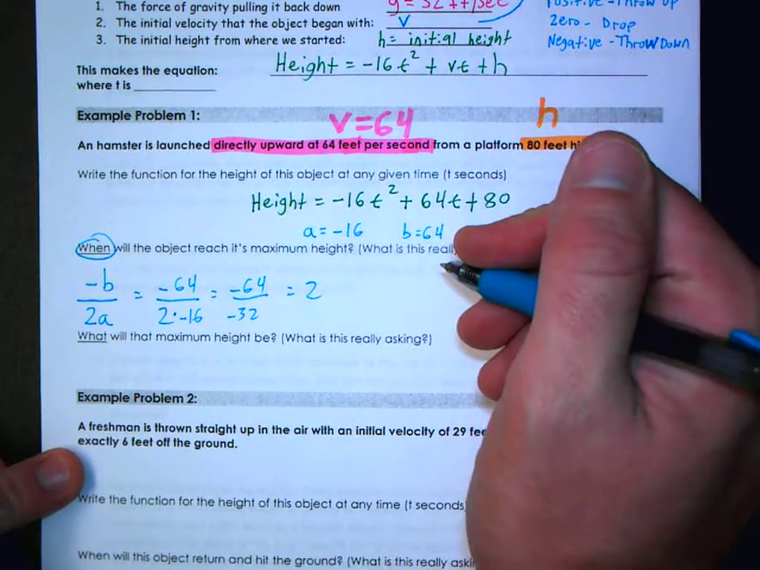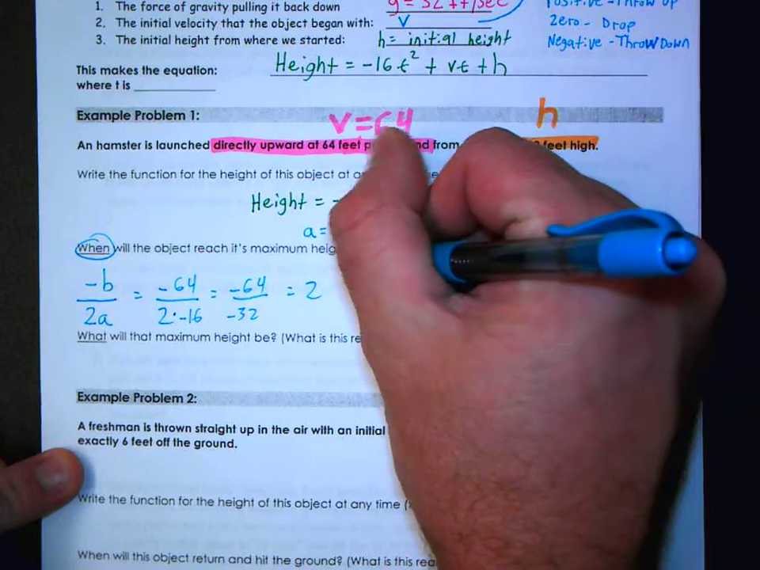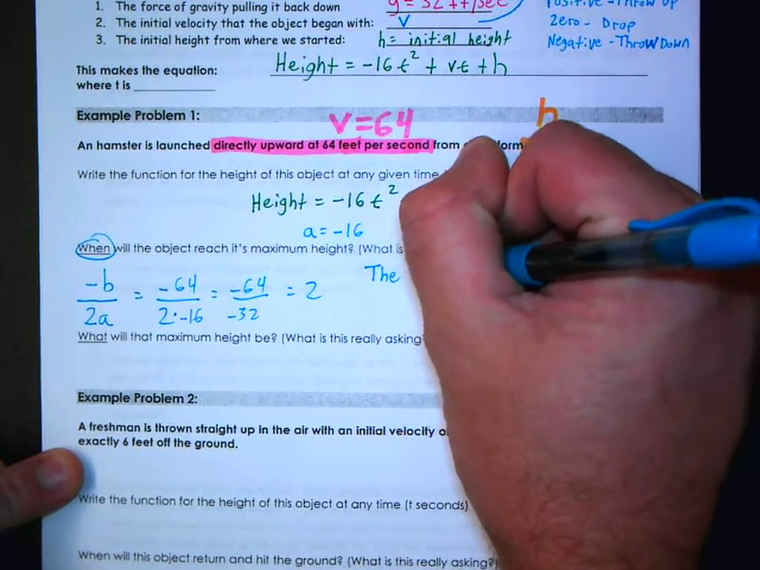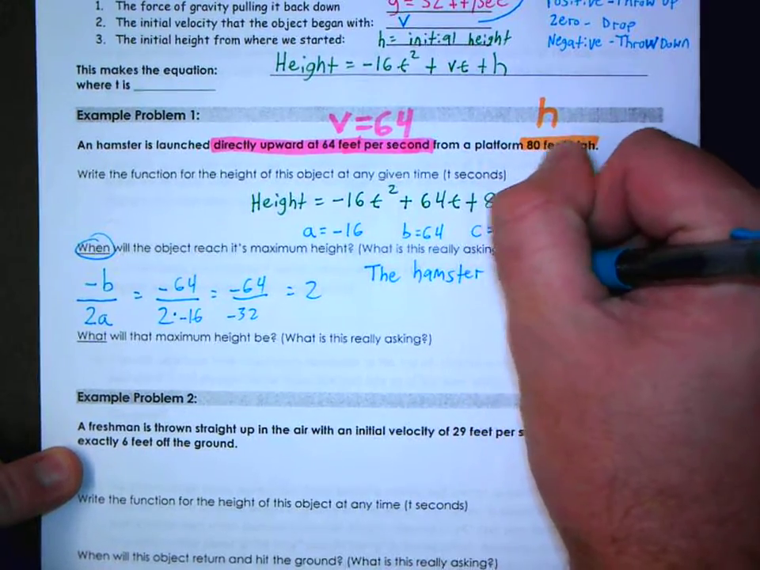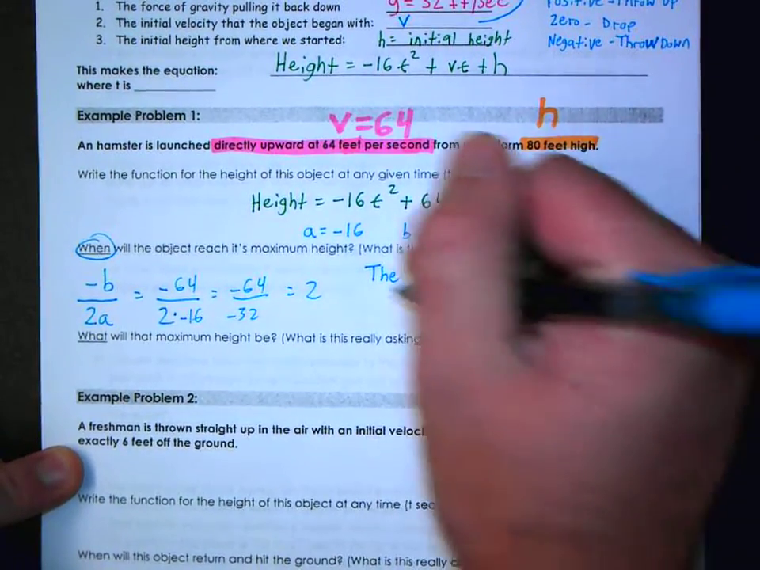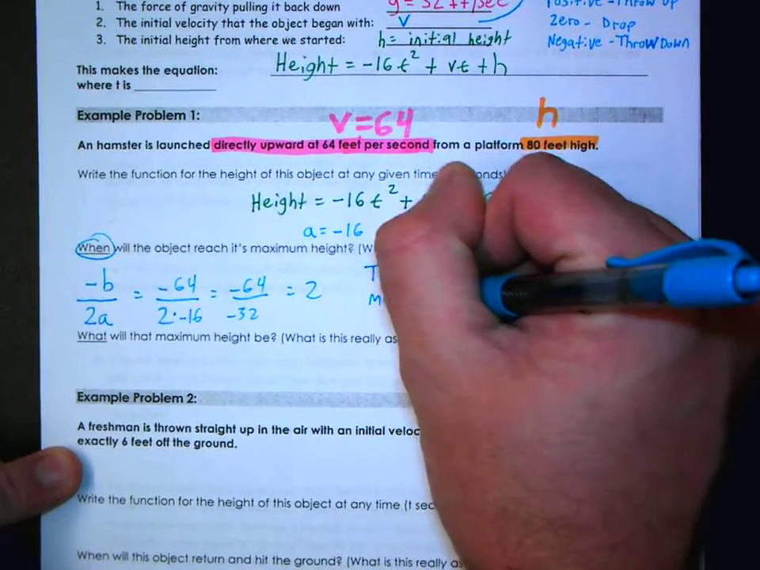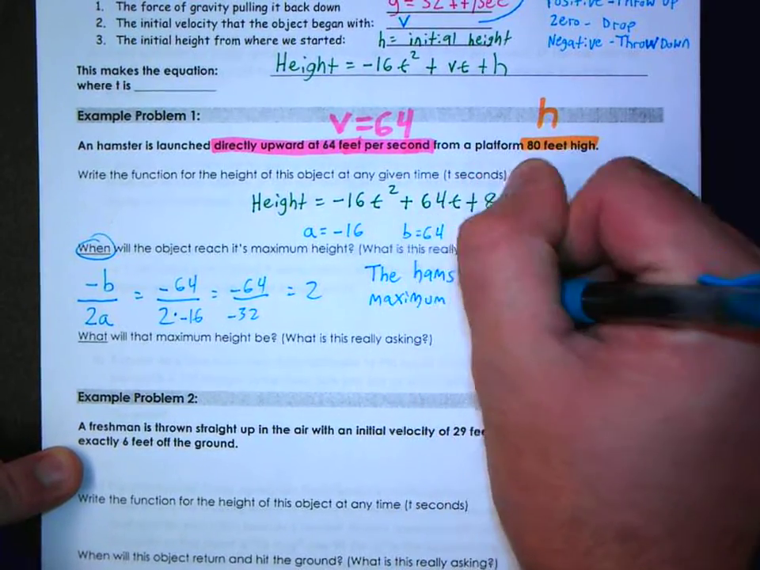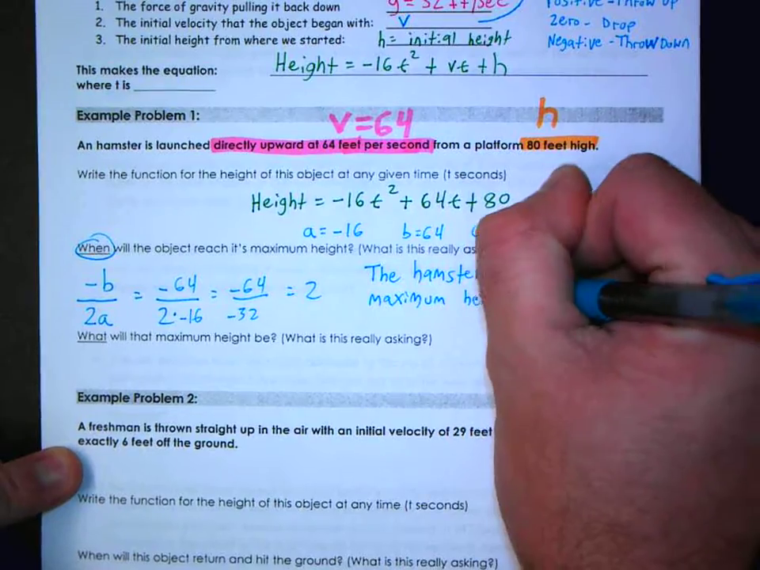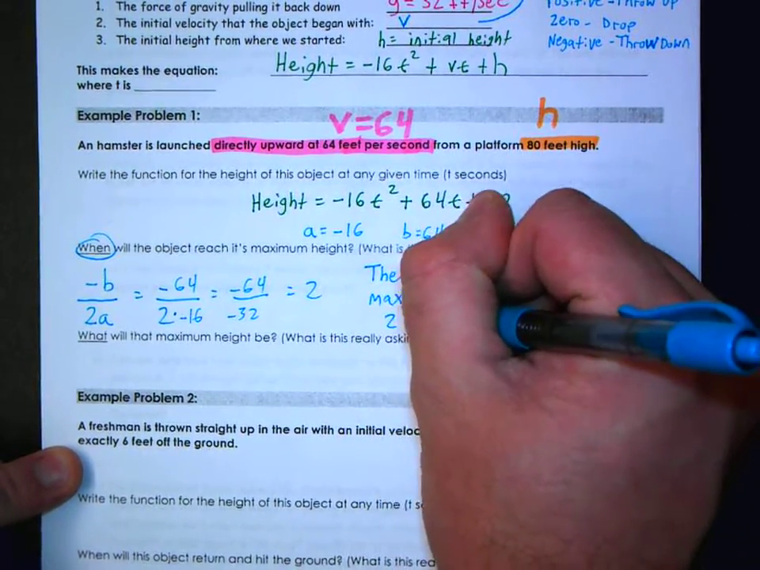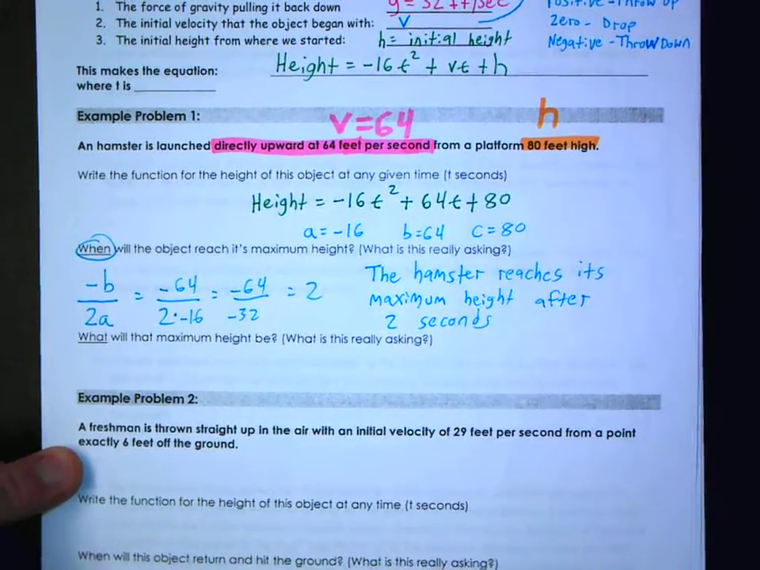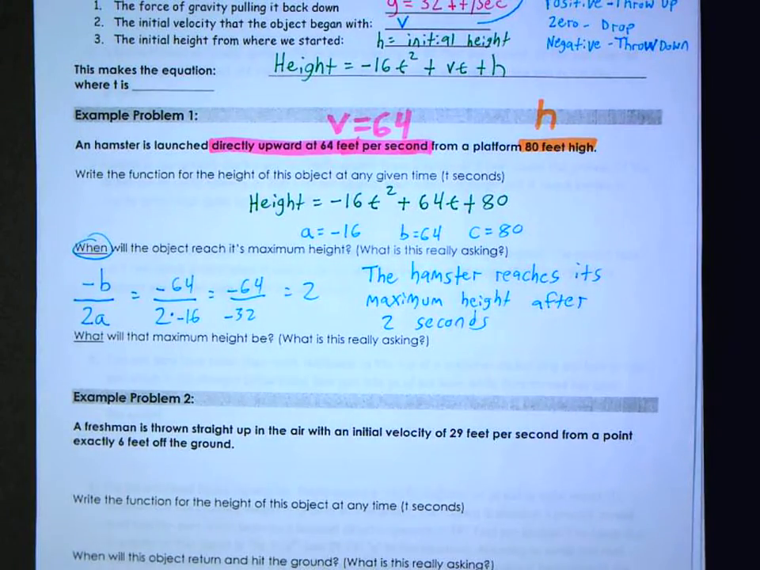So, the hamster reaches its maximum height after 2 seconds. In other words, from 0 to 2 seconds, the hamster's going up. At 2 seconds, that's where, and then you start falling again.